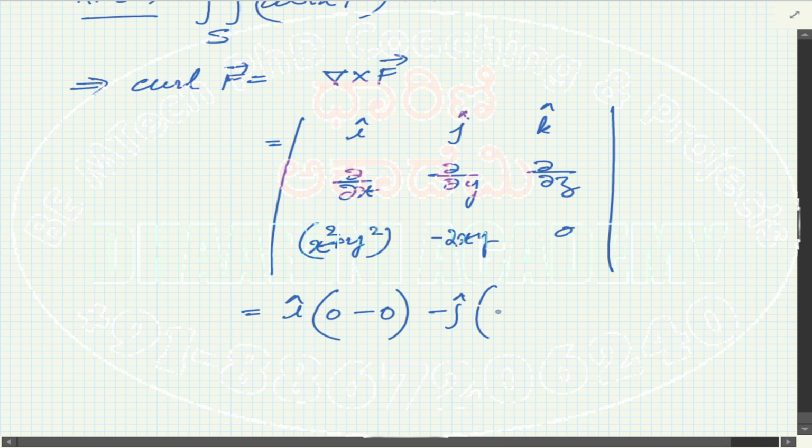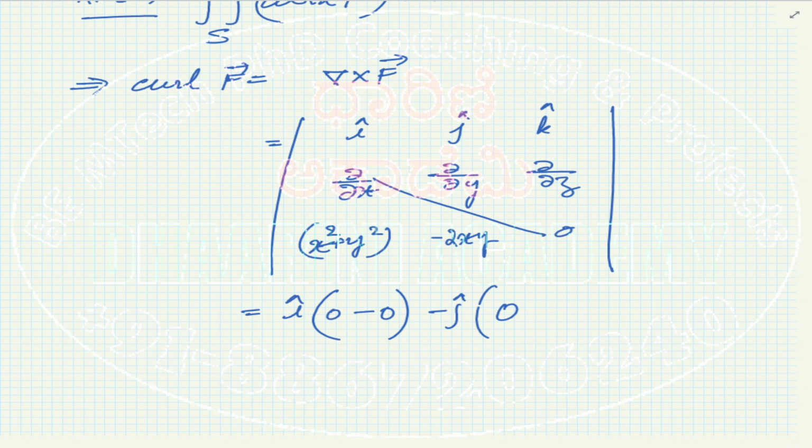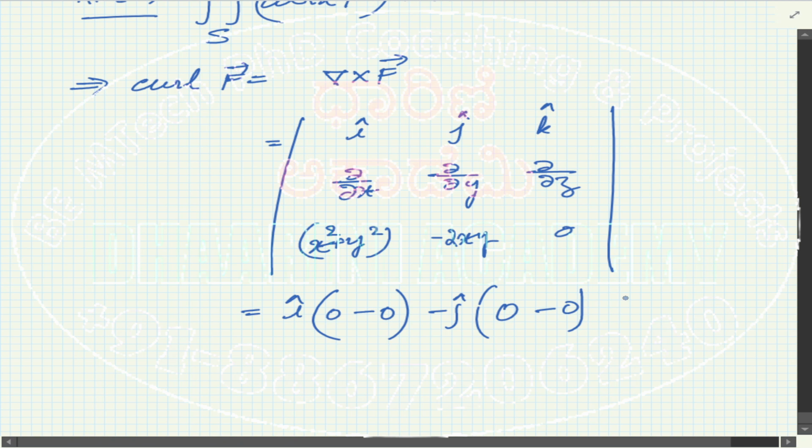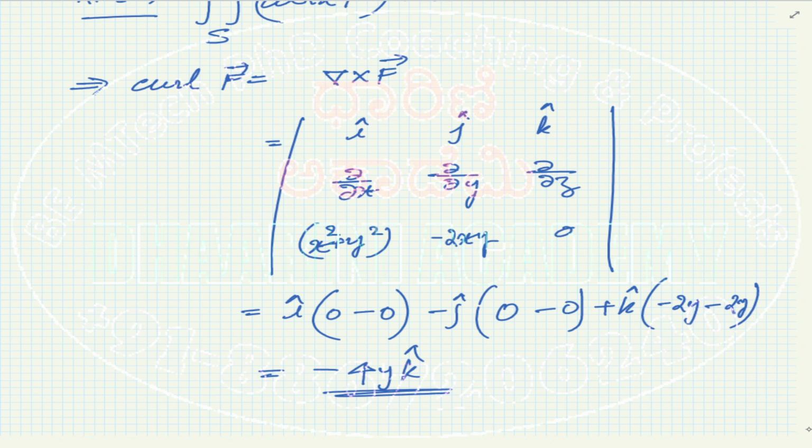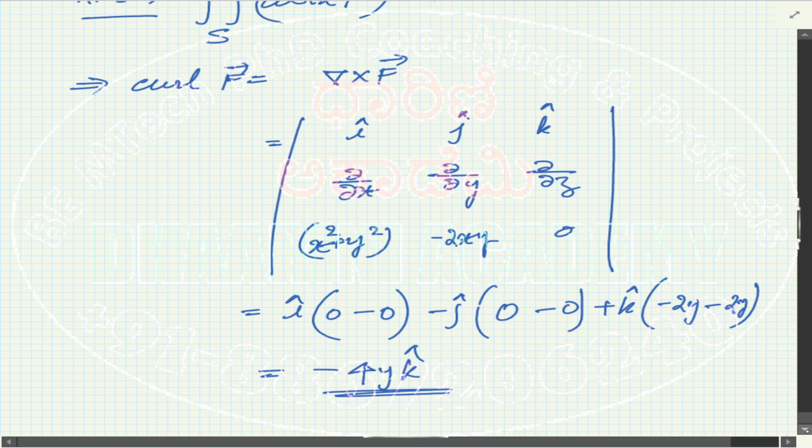So this part becomes equal to 0, dou by dou x of 0 into dou by dou z of that term. Both terms are not going to be considered, so it is 0. Then plus k cap into, yes, now dou by dou x of minus 2xy is minus 2y. Then minus dou by dou y of this term is also minus 2y. So I have only one component, that is minus 4y into k cap. This is the curl of the vector f.